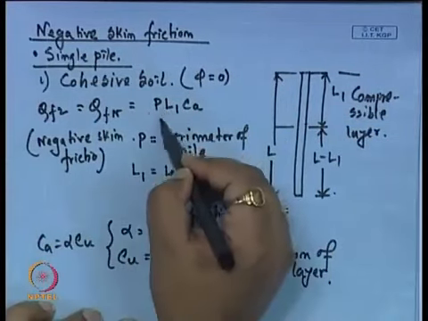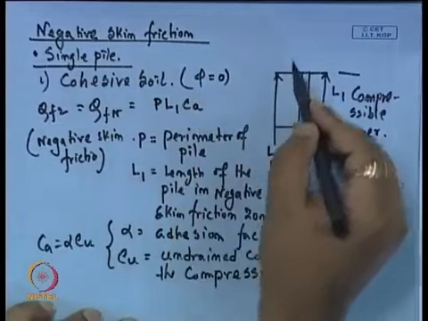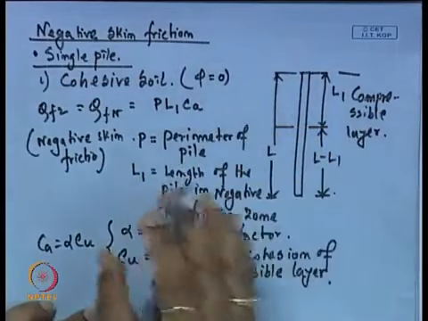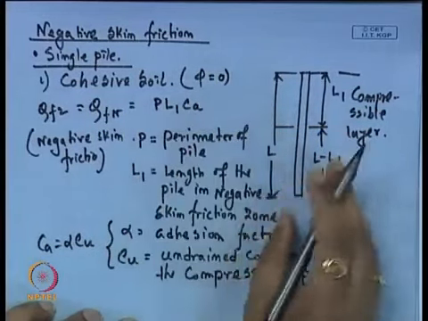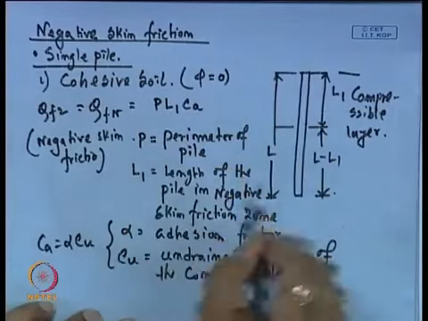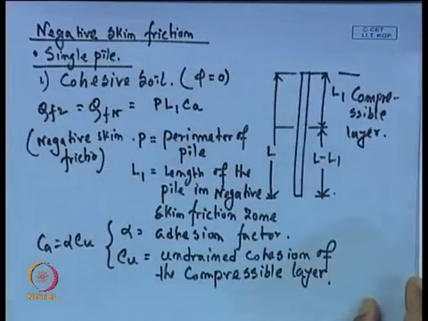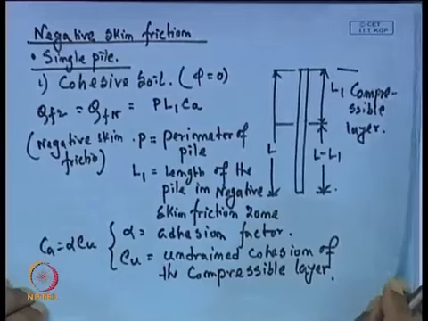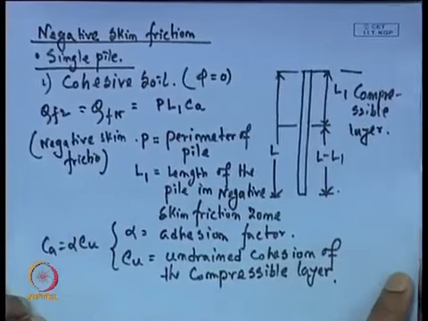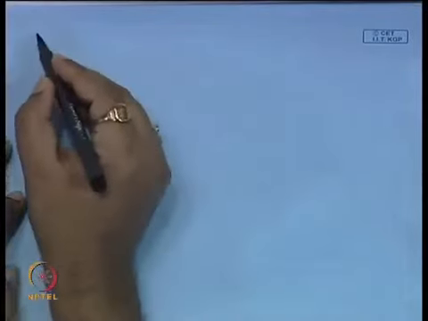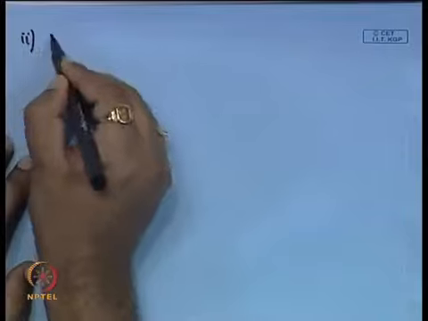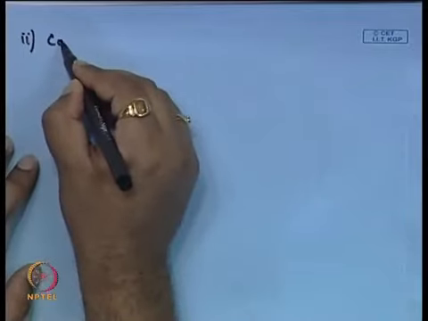So, this we have to subtract from the total resistance Q u. This is for the cohesive soil. Now, the second one is the cohesionless soil.